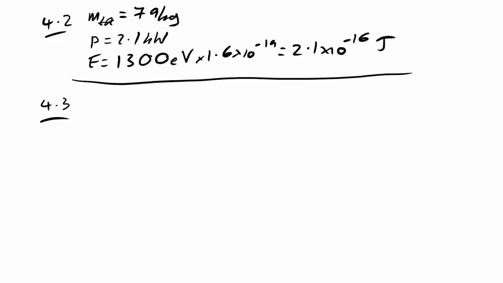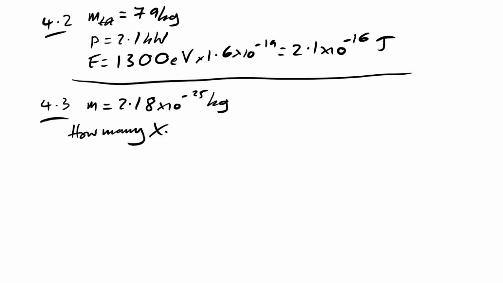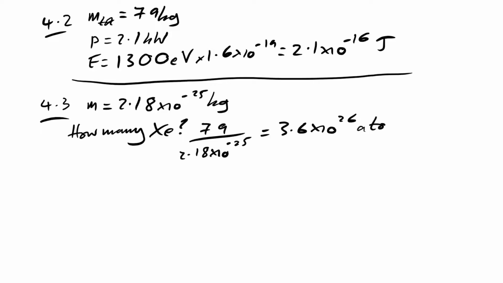4.3, how long was it on for before the xenon was used up? So let's just write down the mass of one xenon atom again. First things first, we need to find out how many xenons. So we take our 79, we're looking for a big number of course, so we divide by a very small mass of each atom. That's 3.6 times 10 to the 26 atoms or ions. I'm told that each of those gains that much energy, so let's times by that. Gives us 7.6 times 10 to the 10 joules.